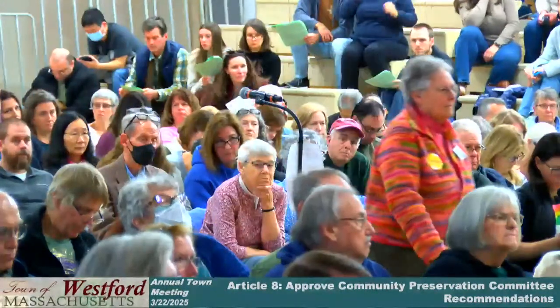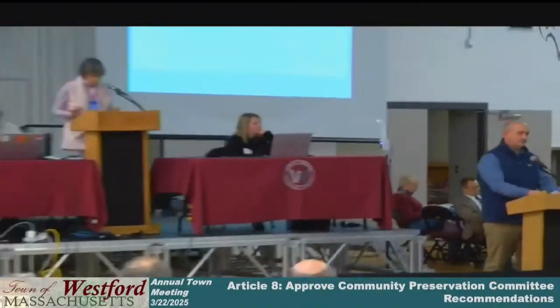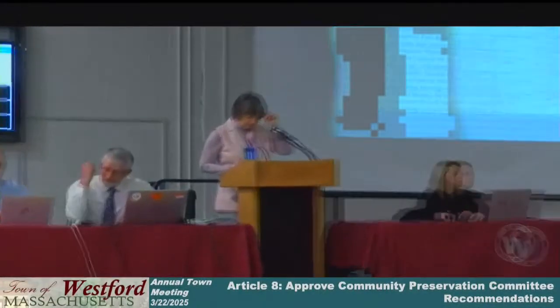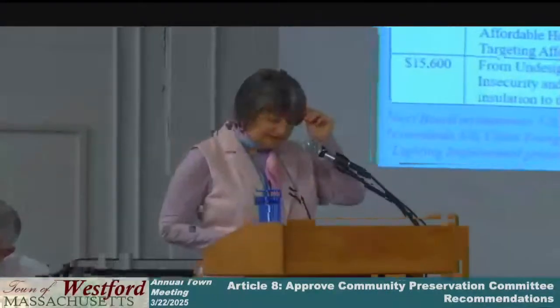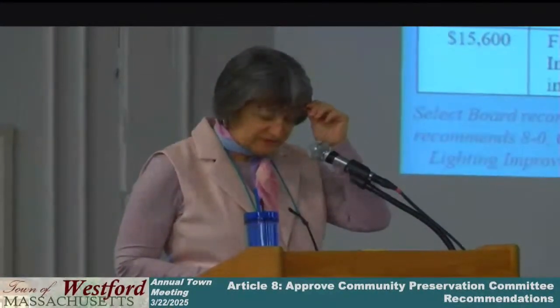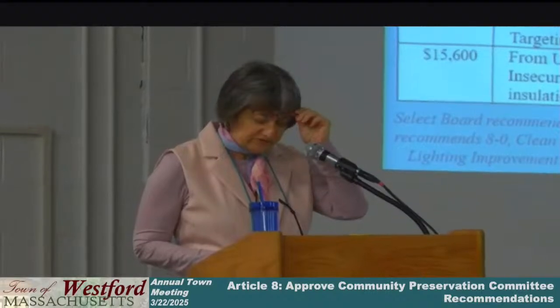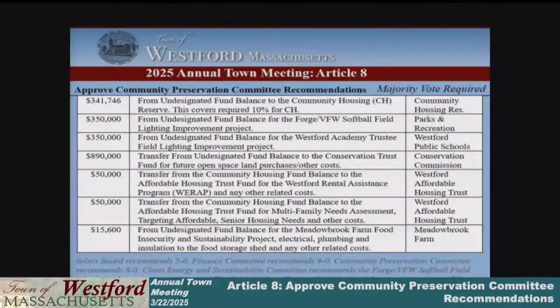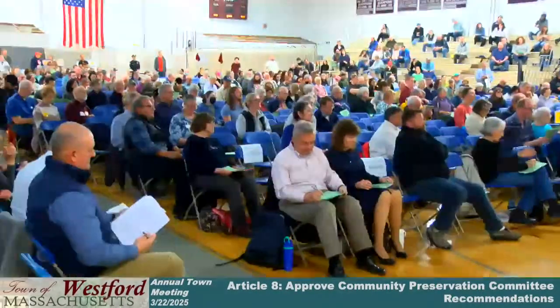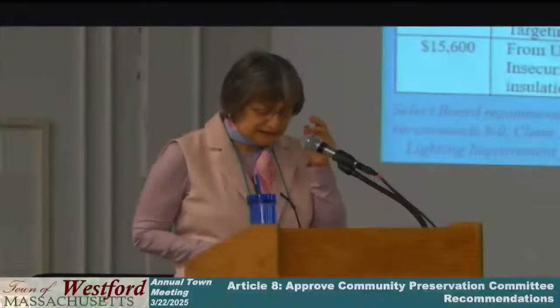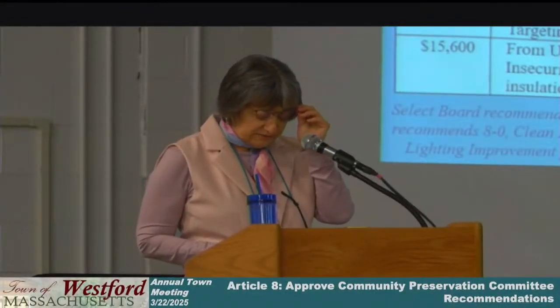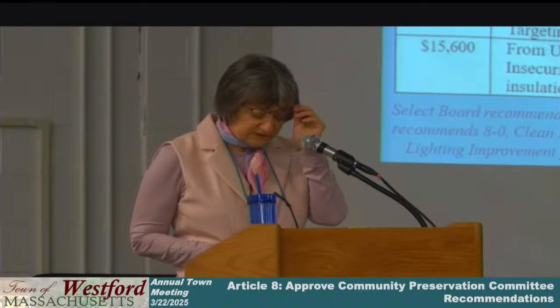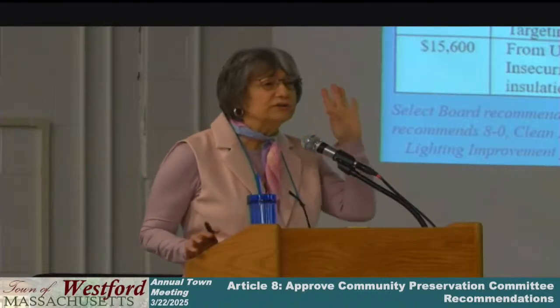Thank you. Yep. All right, seeing no further questions, why don't we try and take a voice vote on that one? So we are talking about 350,000, let's do them separately. 350,000 from the undesignated fund balance for the Forge VFW softball field lighting. All in favor, please say aye. All opposed, say nay. The motion passes. It is not unanimous. Let's try the next one from the undesignated fund balance for the Westford Academy trustee field lighting improvement project. Are there any questions about that?